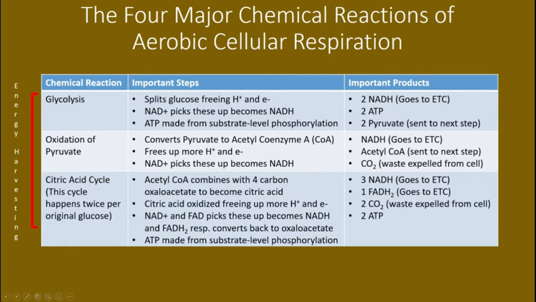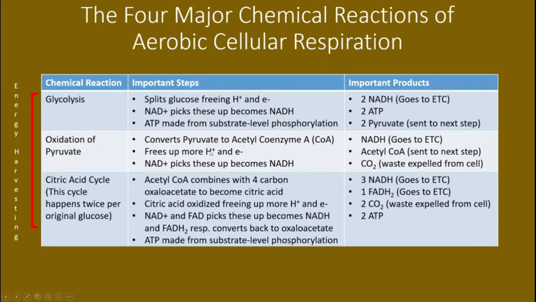So glycolysis, oxidation of pyruvate, and the citric acid cycle all are charged with stripping that original glucose molecule of all of these hydrogen ions and electrons. These guys are then picked up by electron carriers called NAD+ to become NADH. In glycolysis, 2 ATP is made by substrate-level phosphorylation. These are the important products and where they go. ETC stands for electron transport chain.